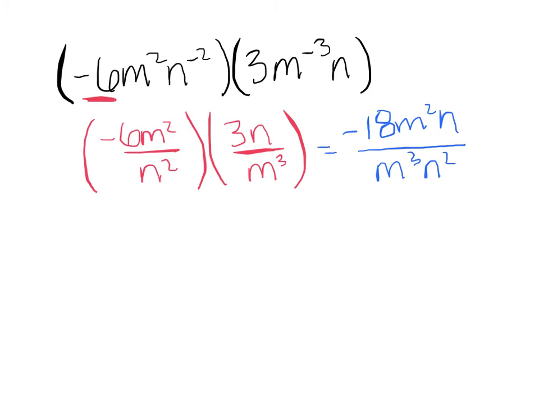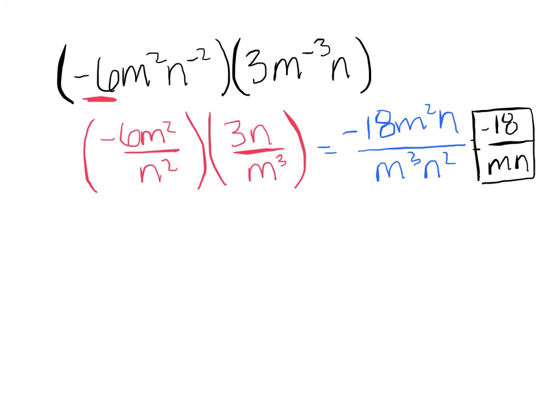Now, we're not totally done because if you look at our answer, we have more than one m and we have more than one n. So we have to simplify it a little bit further. This would be negative 18. Now, where are there more m's? On the bottom. So they stay on the bottom after you subtract. 3 minus 2 is 1. We have 1 m on the bottom. Where are there more n's? There's more n's on the bottom. So 2 minus 1, and you get just mn on the bottom. So our final answer is negative 18 over mn.